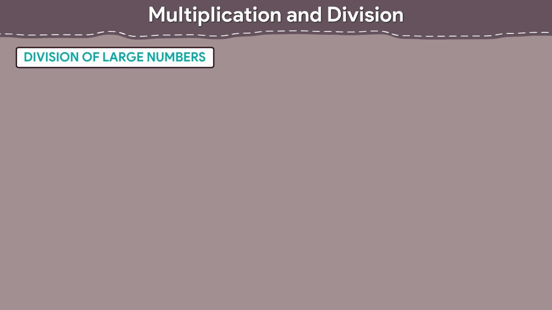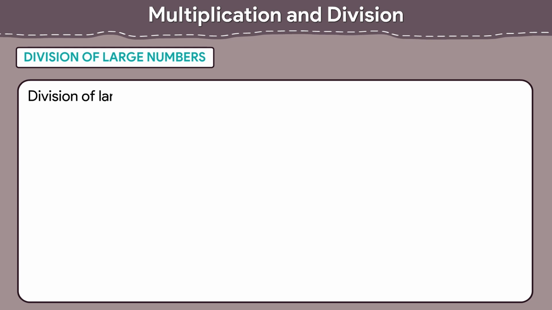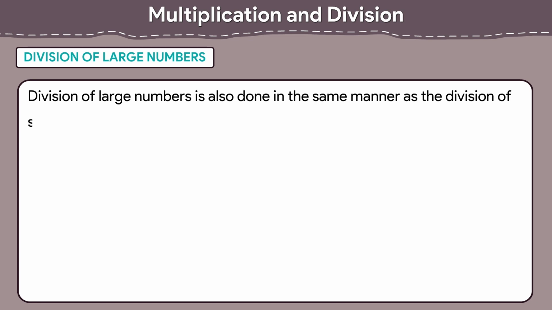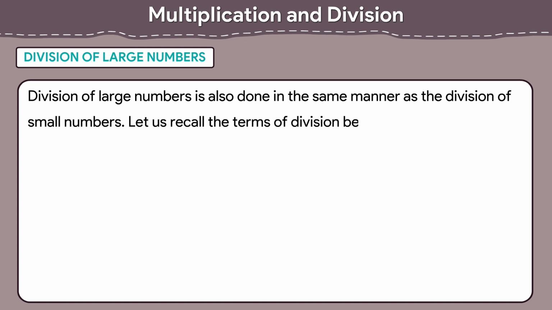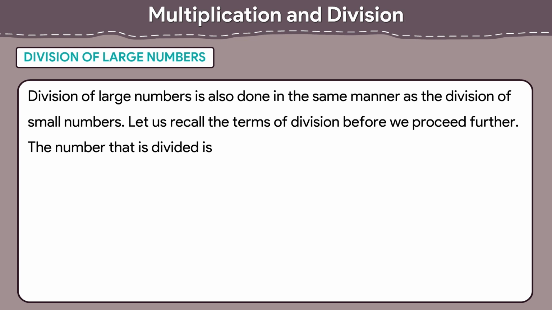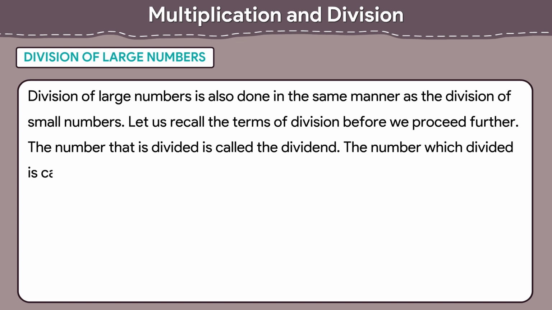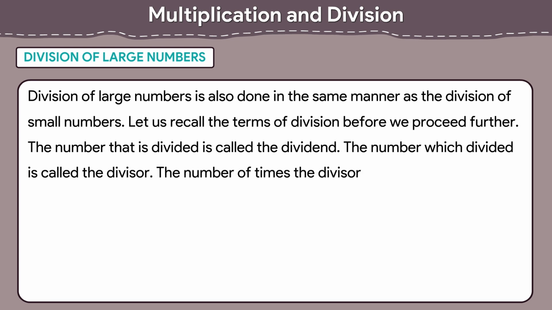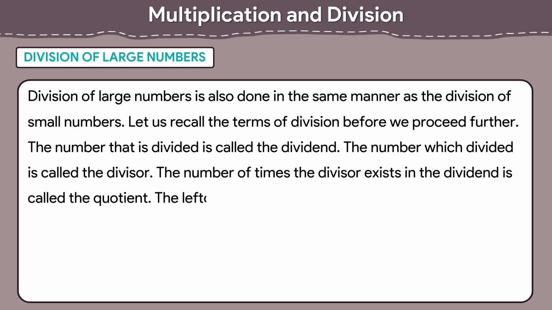Division of large numbers. Division of large numbers is also done in the same manner as the division of small numbers. Let us recall the terms of division before we proceed further. The number that is divided is called the dividend. The number by which we divide is called the divisor. The number of times the divisor exists in the dividend is called the quotient. The leftover number is called the remainder.